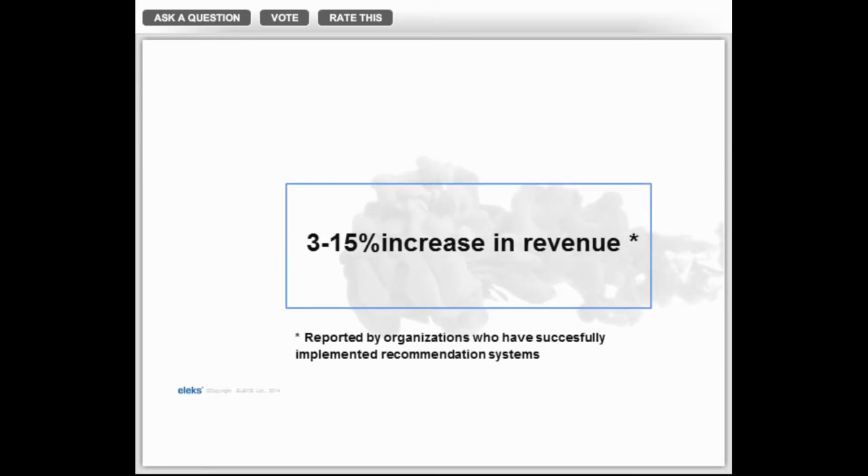I put this slide here for those of you who are still not sure if they should implement a recommender engine in their business. A 3 to 15% increase in revenue was reported by organizations who have successfully implemented recommender systems. So I hope this gives you enough to start thinking in this direction.